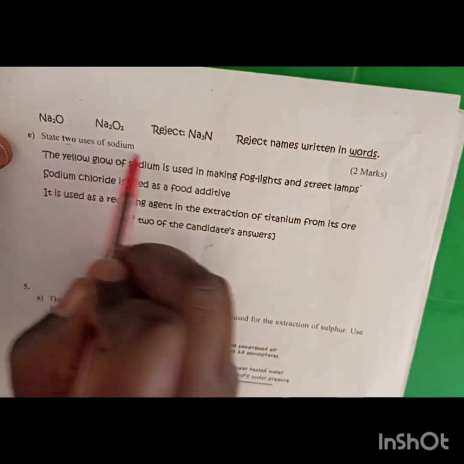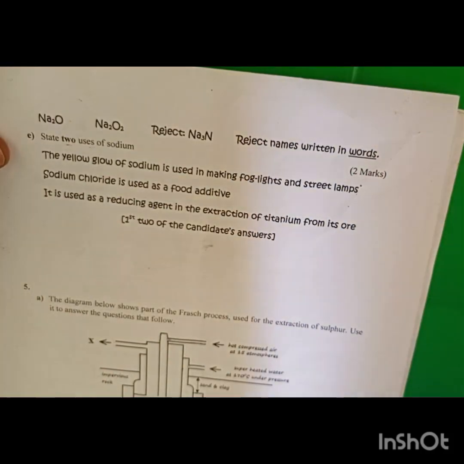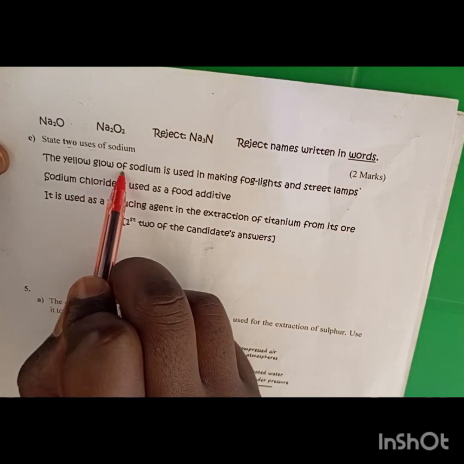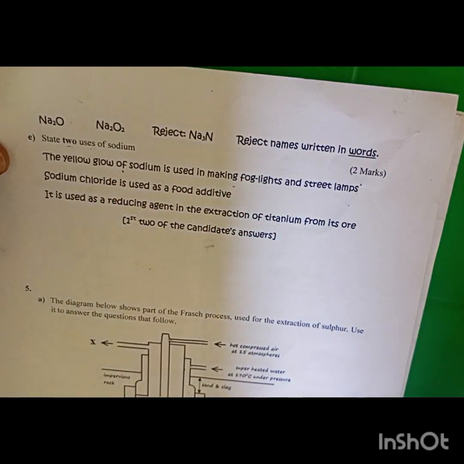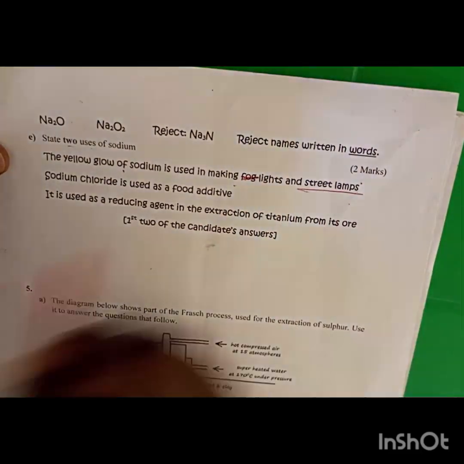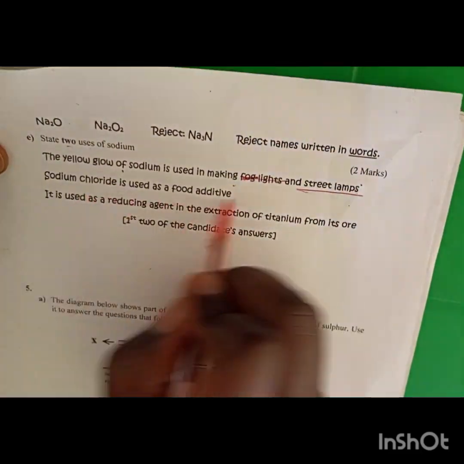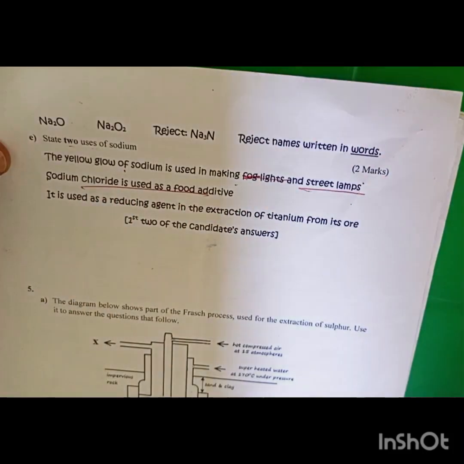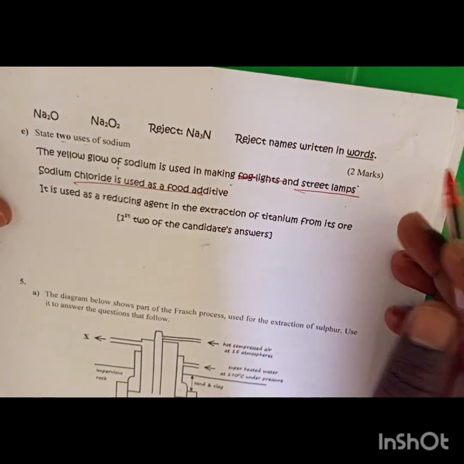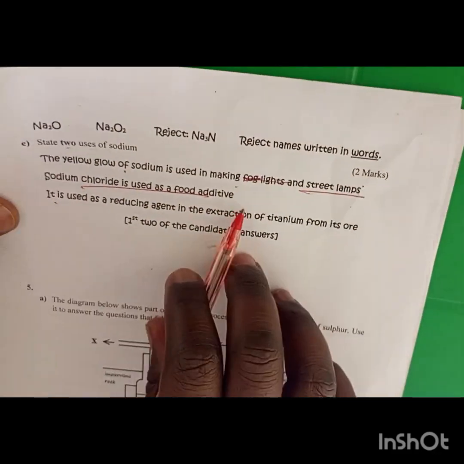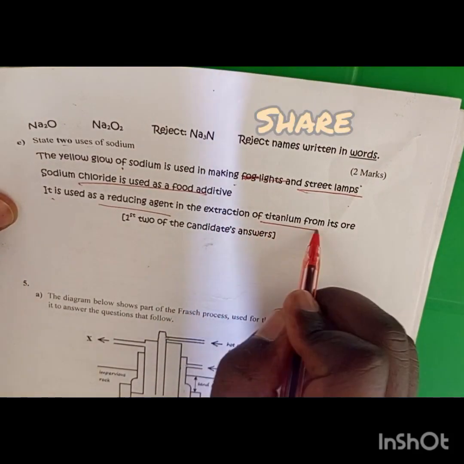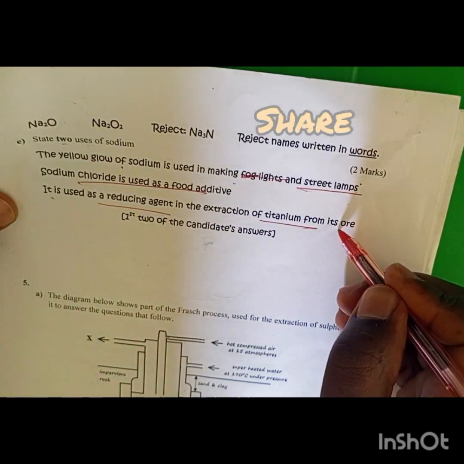State two uses of sodium. The yellow glow of sodium is used in the making of street lights or street lamps. Sodium chloride is used as a food additive. It is used in the manufacture of table salt. Again, sodium is used as a reducing agent in the extraction of titanium from its ore.